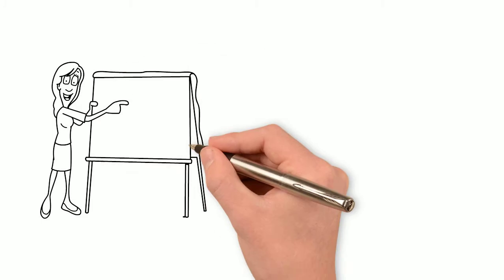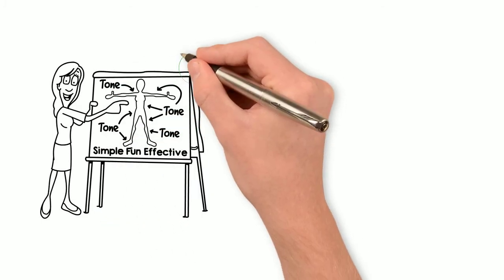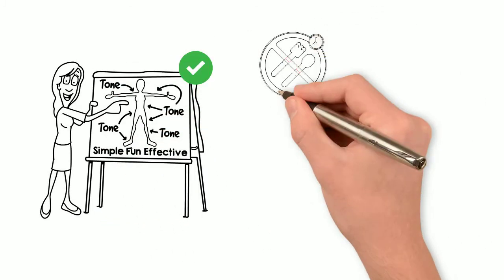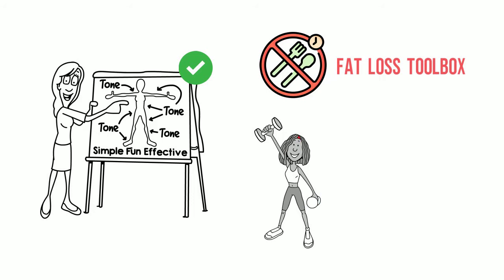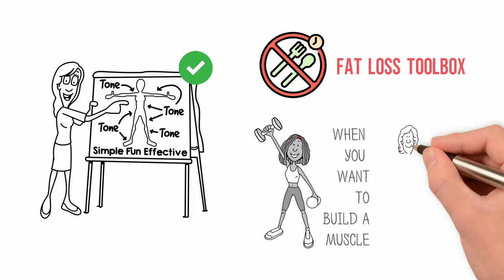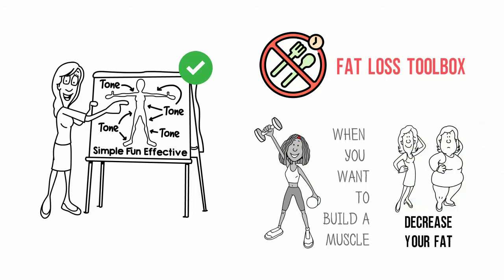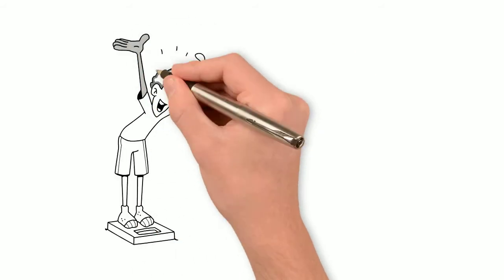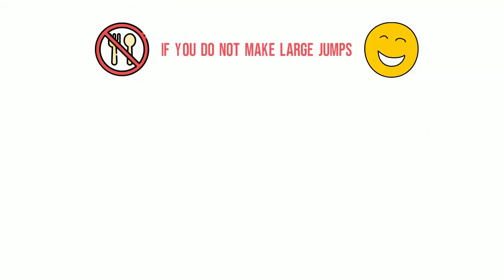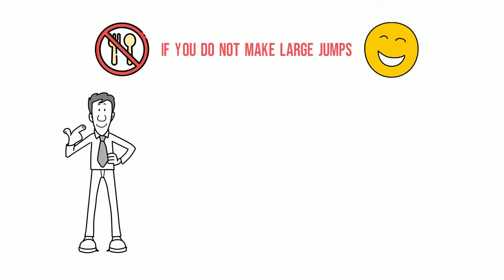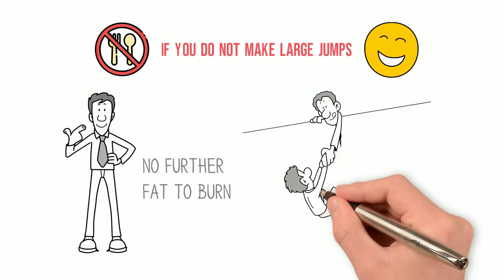Similarly, write down a goal like 1 pound of fat loss to start with. The logic being that intermittent fasting is simply a tool in your fat loss toolbox, and just like increasing weights incrementally when you want to build a muscle, you slowly set goals to decrease your fat. Once you have demonstrated to yourself that this tool works, you can progress further. Intermittent fasting is very easy if you do not make large jumps. I personally used it efficiently and have no further fat to burn, so I can guide you through the pitfalls.